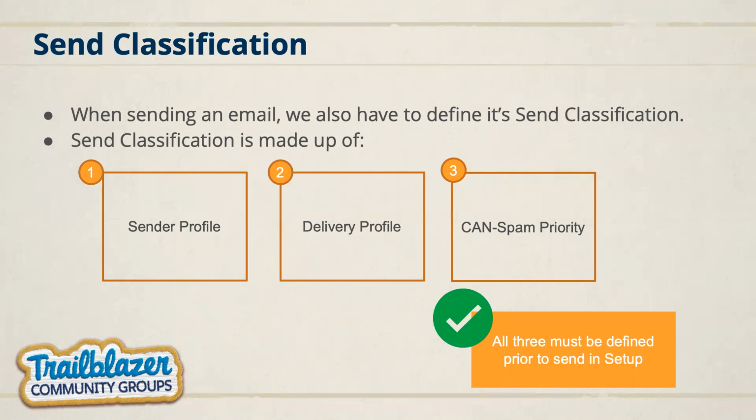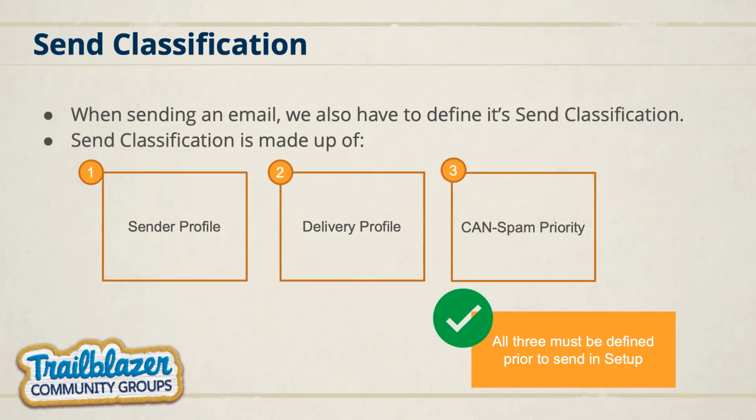Before sending an email, you have to define its send classification. So what is send classification? It's made up of three different things: sender profile, delivery profile, and CAN-SPAM priority. All three of these need to be defined prior to the send in setup.